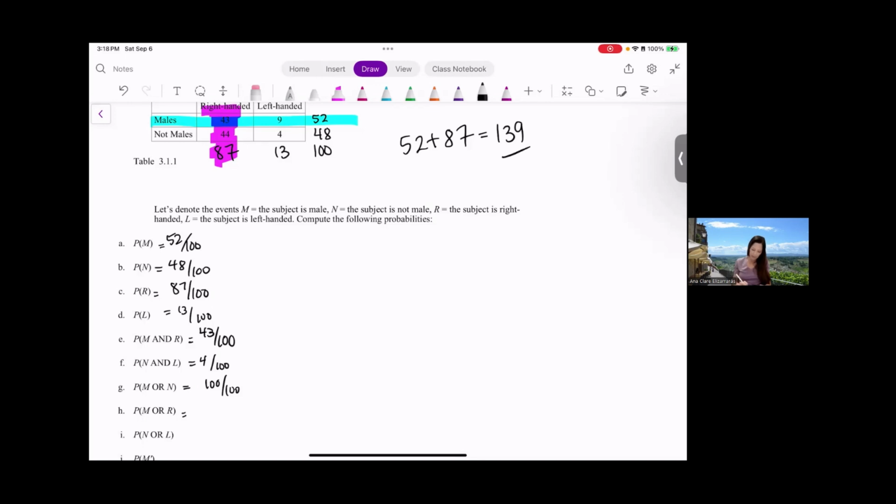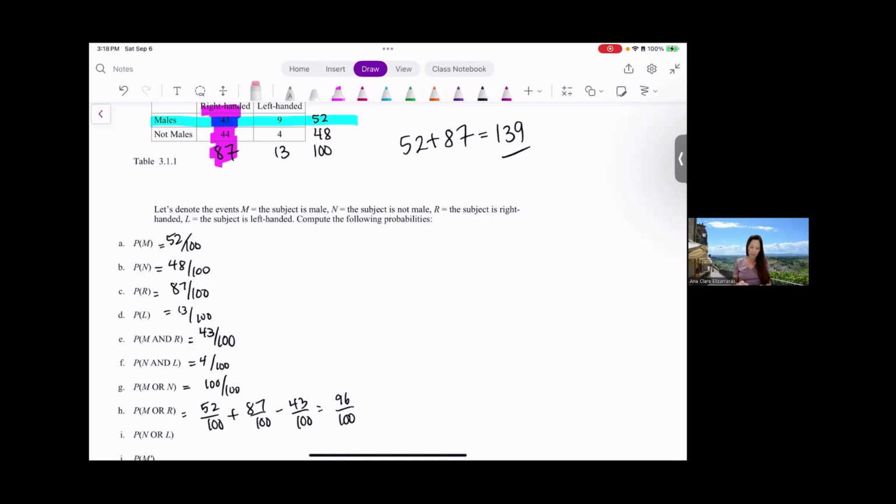So what I need to consider is all of the males, which is 52 out of 100, plus all of the right-handers, minus what they had in common. That's going to be the 87 plus 9, which is 96 out of 100. It's everybody except the not male left-handers. It's really important when you're doing an OR in a two-way table that you don't double count.